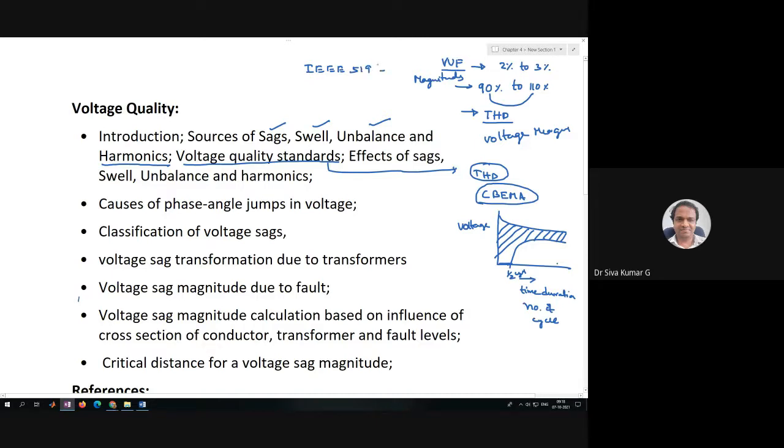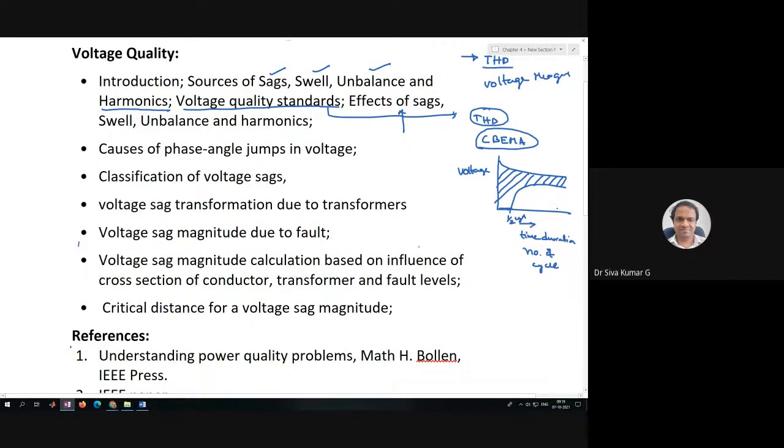In this particular unit, we are going to see much about the effects of voltage sag. What is a sag, and what is the cause for the voltage sag to come? What are the main reasons which cause the voltage sag? One thing I was mentioning while defining the voltage sag also.